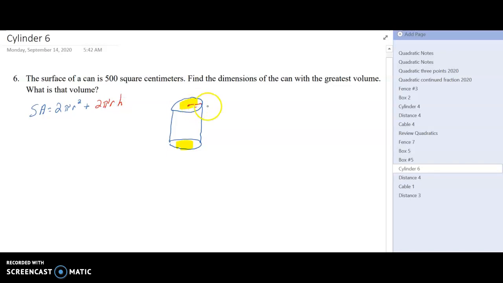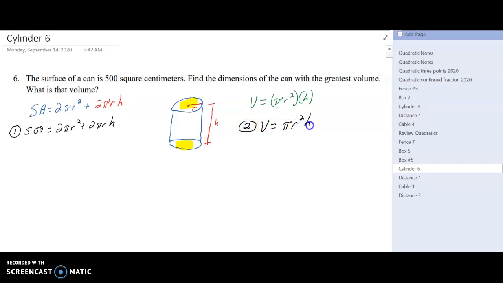Just for completeness, that's the radius here, and then we have the height. Also, to review, the volume is the area of the base, which is pi r squared, times the height of the solid. So we developed these two formulas in class. If we know the surface area is 500, we would say 500 is equal to 2 pi r squared plus 2 pi r h. That's equation number 1. For equation number 2, we want to maximize the volume, pi r squared h.